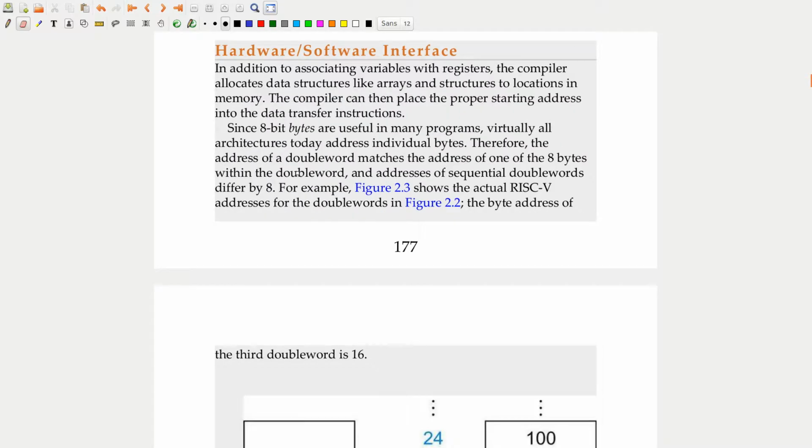Okay, so hardware-software interface. So this is a book that's called Computer Organization and Design, the hardware-software interface. So we want to talk about how software and hardware talk to each other. So let's see what they have to say here. In addition to associating variables with registers, the compiler allocates data structures like arrays to locations in memory. The compiler can then place the proper starting addresses into the data transfer instructions. Okay, so basically what they're saying here is that the compiler is going to manage memory for us.